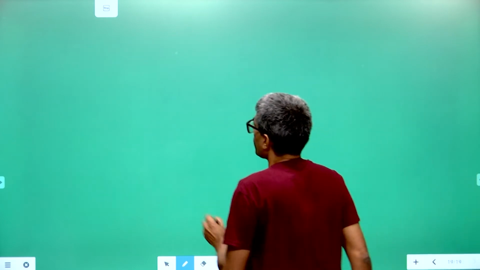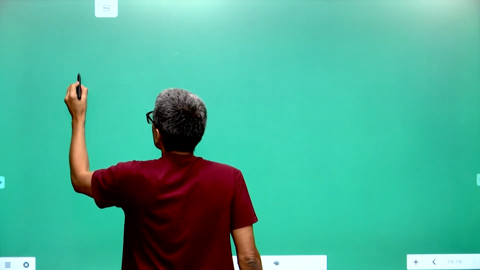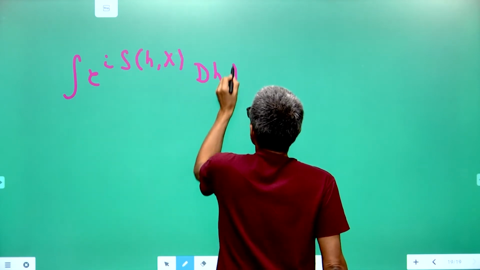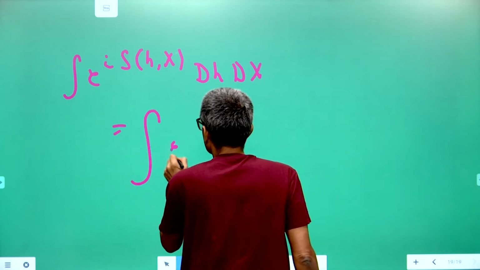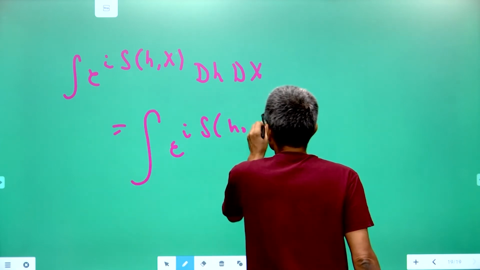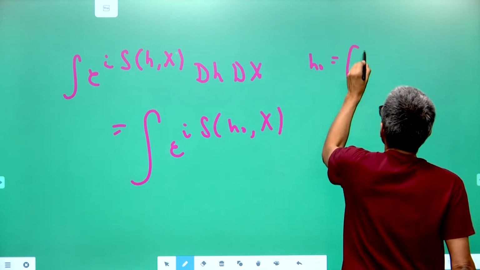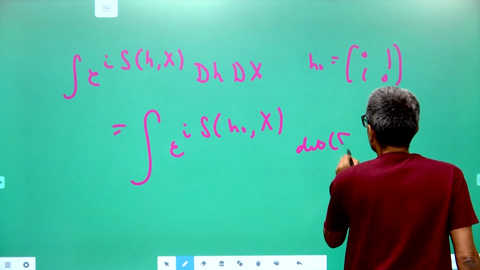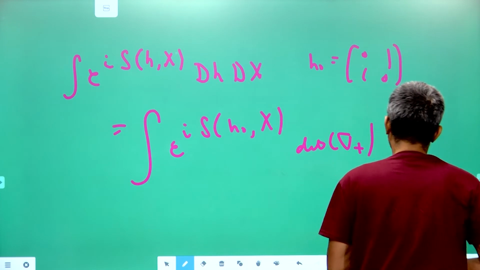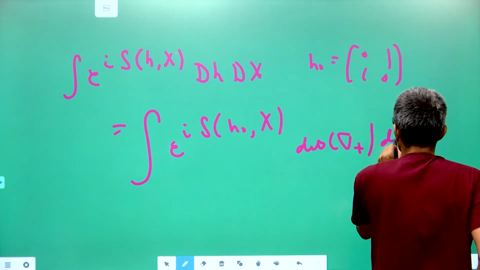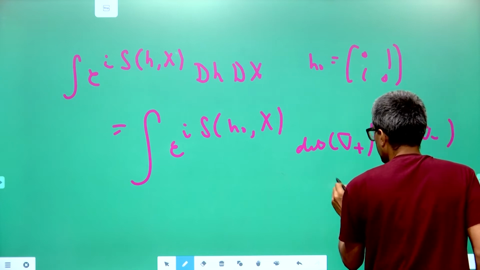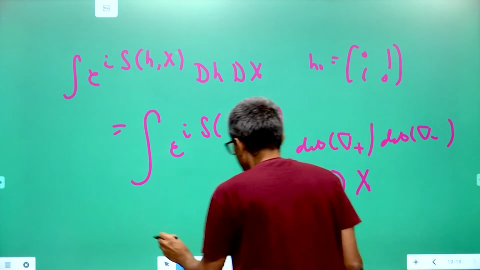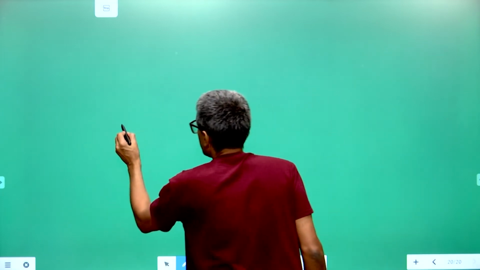Having done this, we are in a position to say that the total path integral, integral e power i S h x dh dx, can also be written as integral e power i S with the standard metric h0 x, where h0 is the flat spacetime metric 0 1 1 0, multiplied by determinant of del plus, determinant of del minus, and then dh dx. And I can write determinant del plus in the form of a Berezin integral.